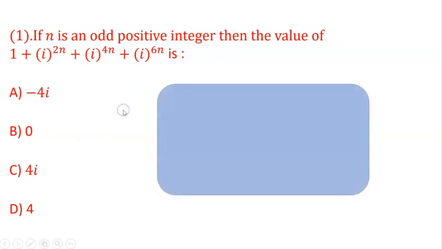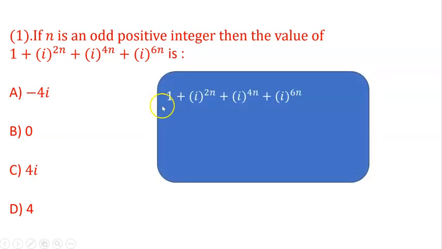I will find it out. See here, the expression is 1 + i^(2n) + i^(4n) + i^(6n). Keep 1 as it is. i^(2n) means (i²)^n. i^(4n) means (i⁴)^n. i^(6n) means (i⁶)^n.